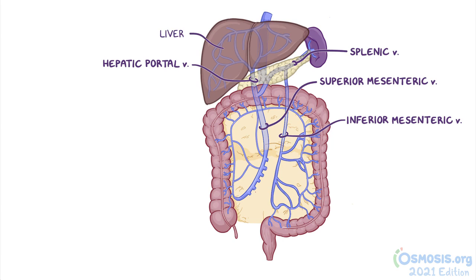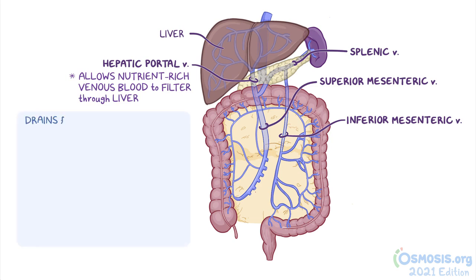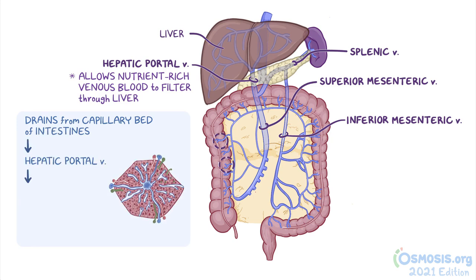The hepatic portal vein allows nutrient venous blood from the small and large intestines to filter through the liver to be absorbed and processed before entering the systemic venous system. Therefore, this blood first drains from the capillary bed of the intestines into the hepatic portal vein as a part of the portal venous system to the liver, then filters into a specialized secondary capillary bed known as the liver sinusoids. From here, blood drains into the central veins of the liver, which ultimately drain into the hepatic veins and subsequent IVC as part of the systemic venous system.